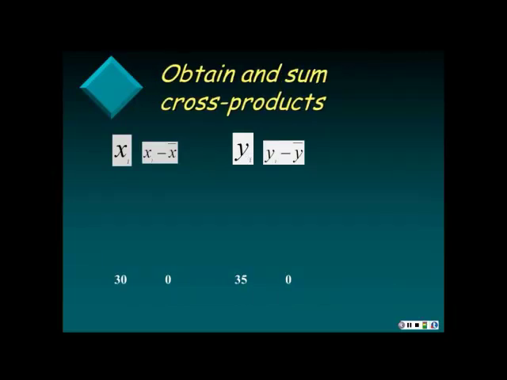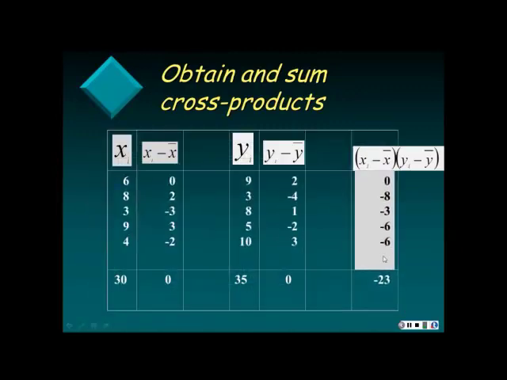I'm going to obtain and sum the cross products. That's the product of the x deviations and the y deviations. I'm going to leave some space there because I'm actually going to have to compute the standard deviation. I usually do it this way because when I start having to skip across columns and stuff, I'll lose my place. A little bit easier here.